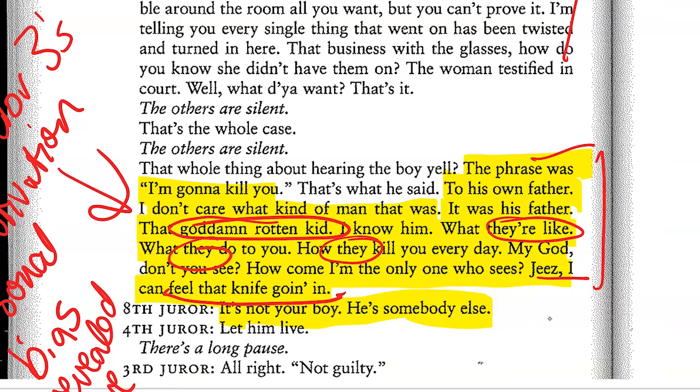"I don't care what kind of man he was. It was his father, that goddamn rotten kid. I know him." Who's he talking about? He's talking about his own son. "What they're like." More exclusive language, but this time they is kids. "What they do to you, how they kill you every day. My God, don't you see? How come I'm the only one who sees? Geez, I can feel that knife going on." He has placed himself in the position of the accused's dead father.